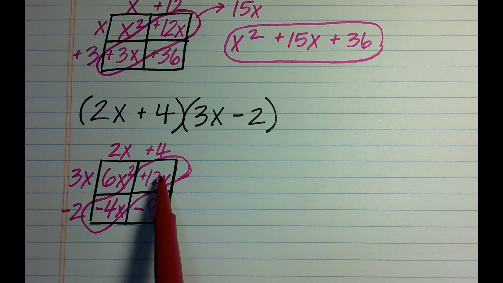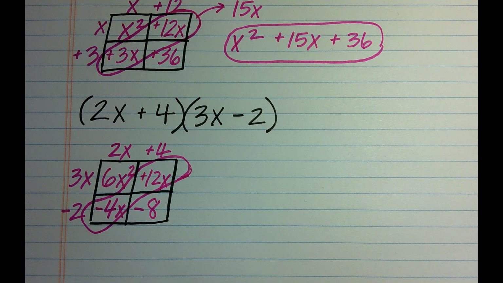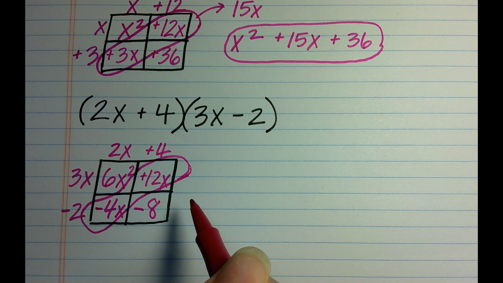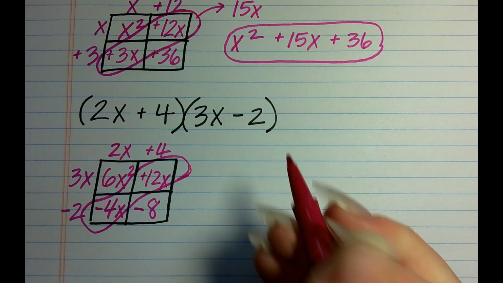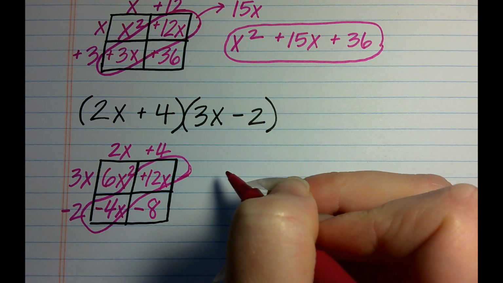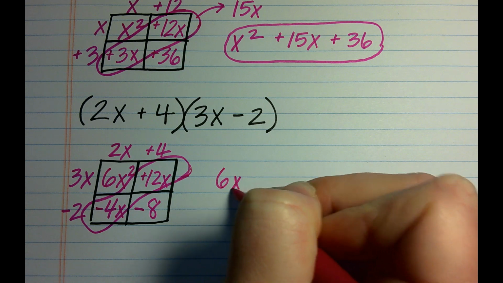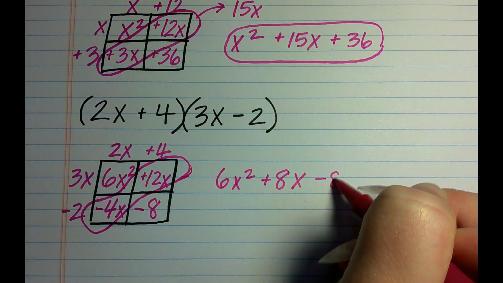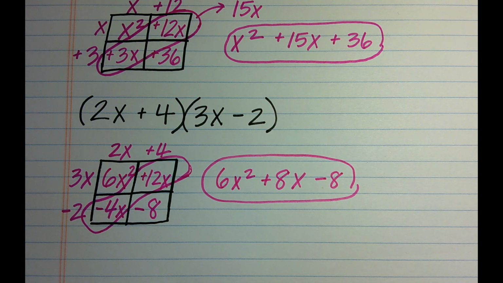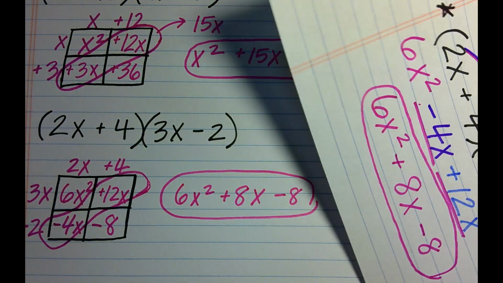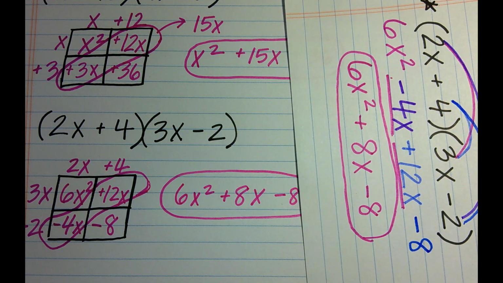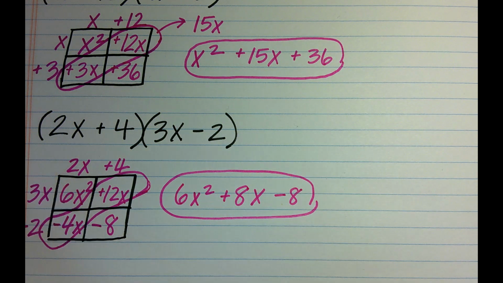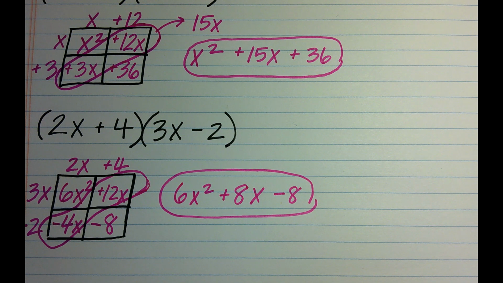So how do I combine 12 and -4 x's for both? Subtract them. Good. So what's 12 minus 4? 8. So we are going to get 6x squared plus 8x minus 8, which is exactly what we got when we did it with the FOIL method. See that? So it works. Okay. Any questions about either of those methods, the FOIL or the box? Okay. You guys feel like you can do some on your own?